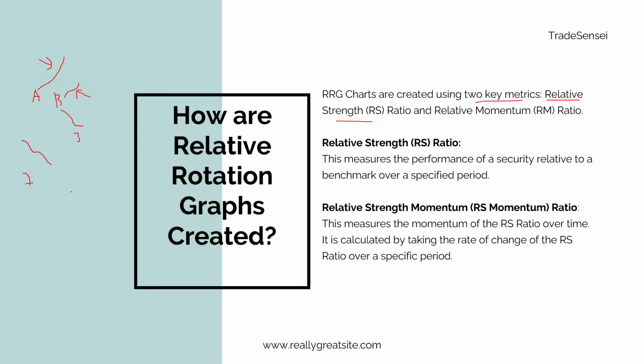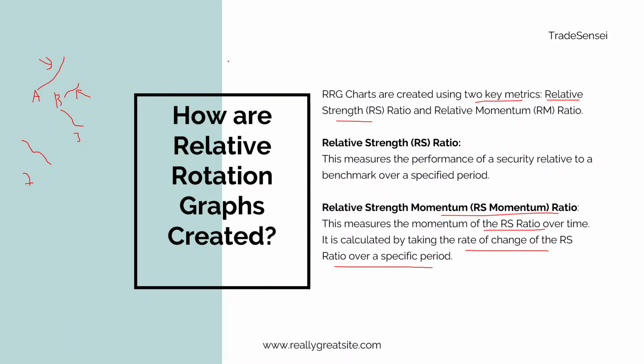So that again is a relative strength when both the securities are going down, but one is going down at a lesser degree as compared to the other one. Okay, and then we have the relative strength momentum. Basically, this measures the momentum of the RS ratio over time. It is calculated by taking the rate of change of the RS ratio over a specific period of time. So that basically it tells you about the relative strength momentum over a specific period of time.